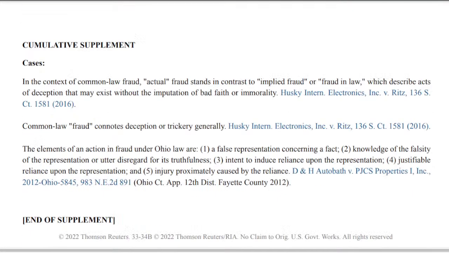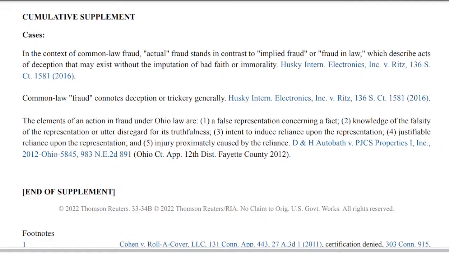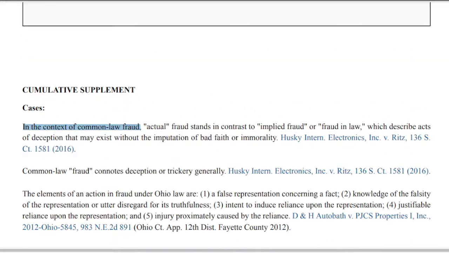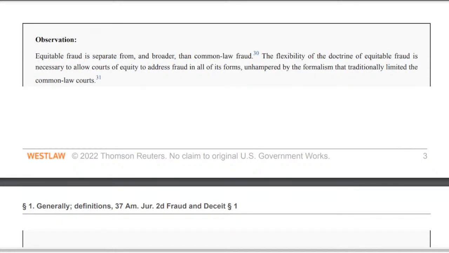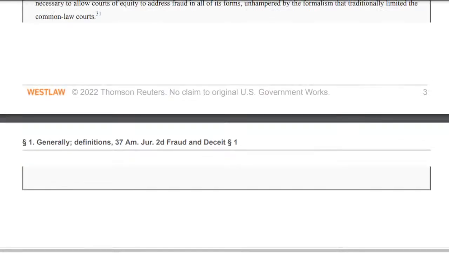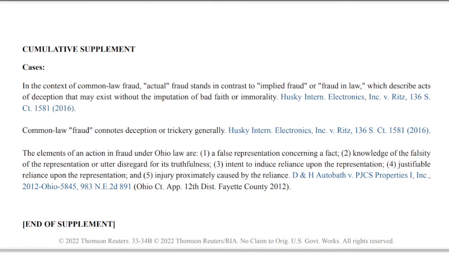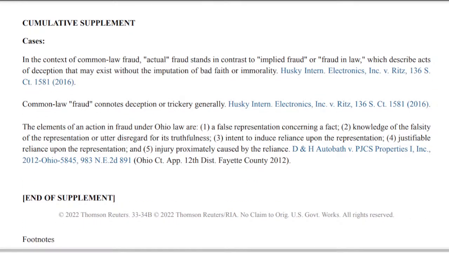All right. So, our cumulative supplement here, cases. In the context of common law fraud, remember that common law fraud is less broad than equitable fraud. The problem with this is that it's hard enough just to get a common law court, but an equitable court is getting to be more difficult too, as they try to trick people out of the venue. They say it's the proper venue.